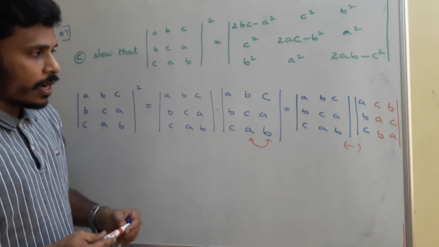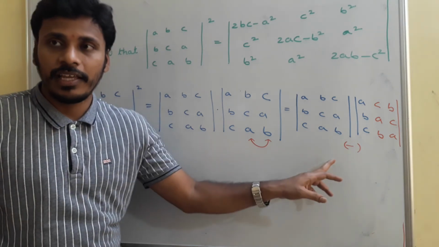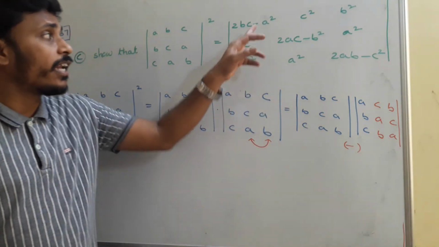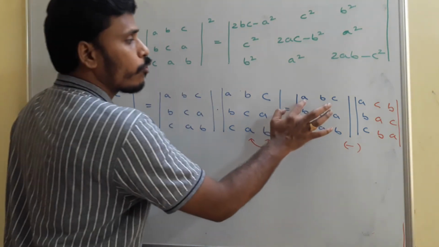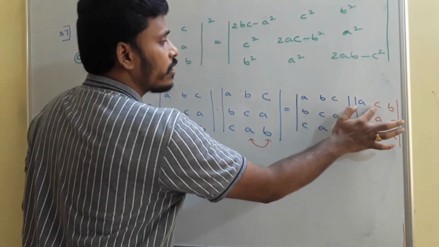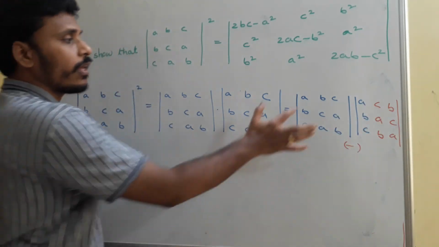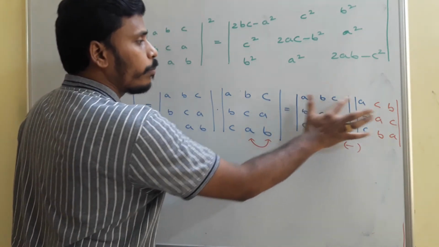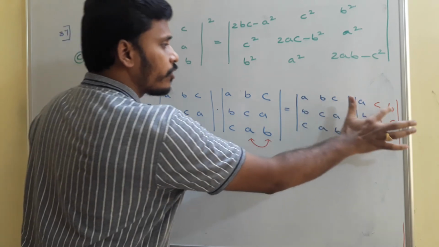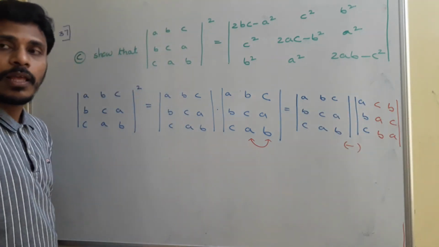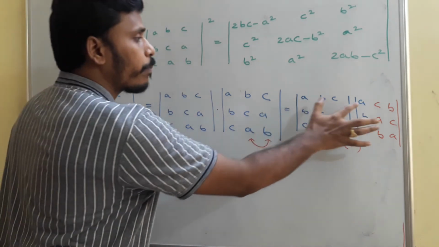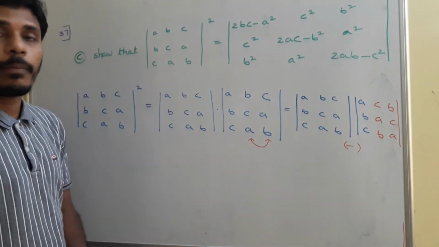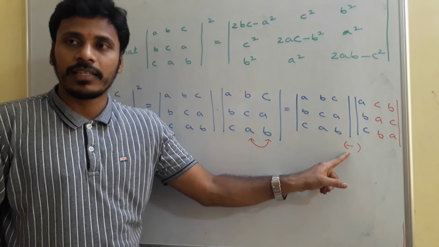Now, since I need minus A square, look there. If you multiply this A, B, C with this A, C, B, what will happen? A into A is A square, B into C is BC, C into B is again CB. BC plus CB is 2BC, and we have A square. But I need minus A square; the outside minus sign is there.